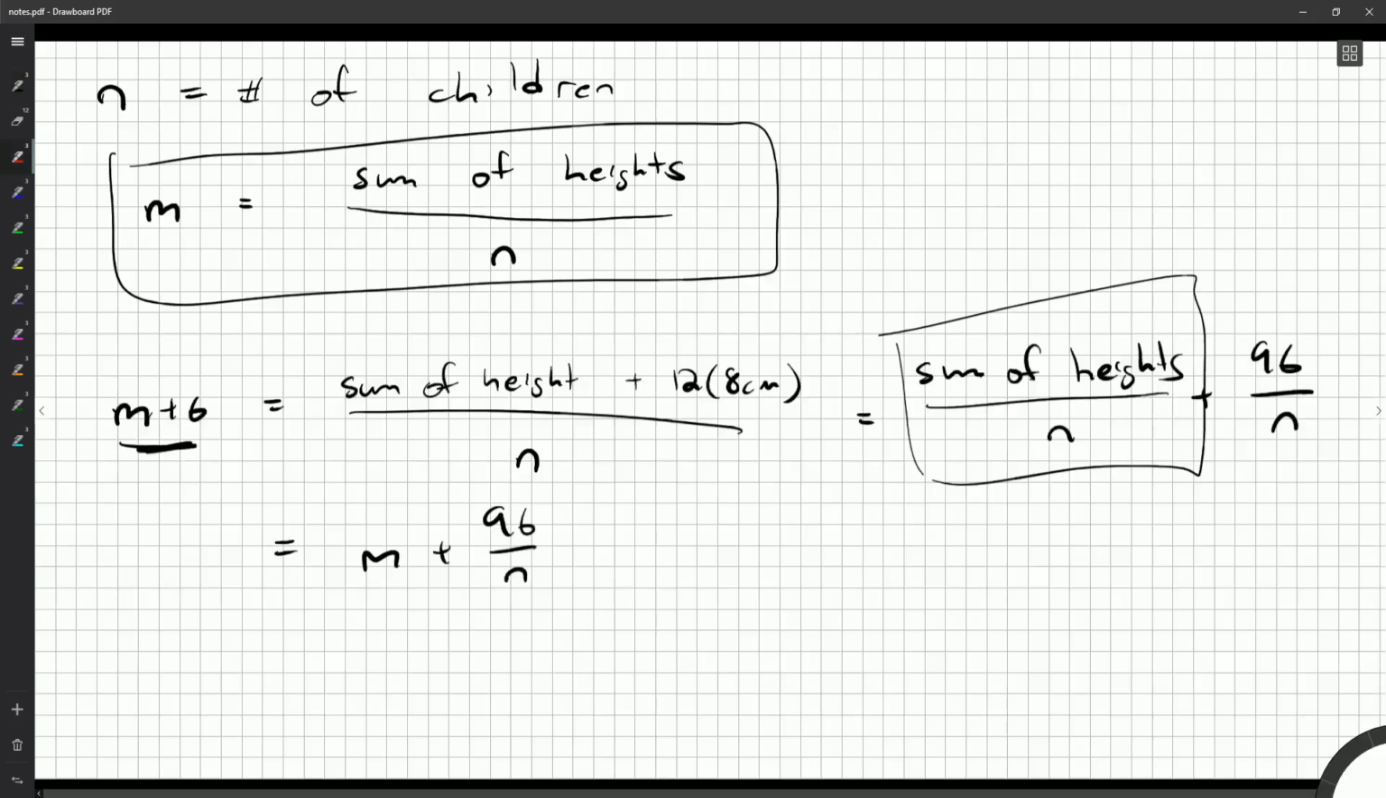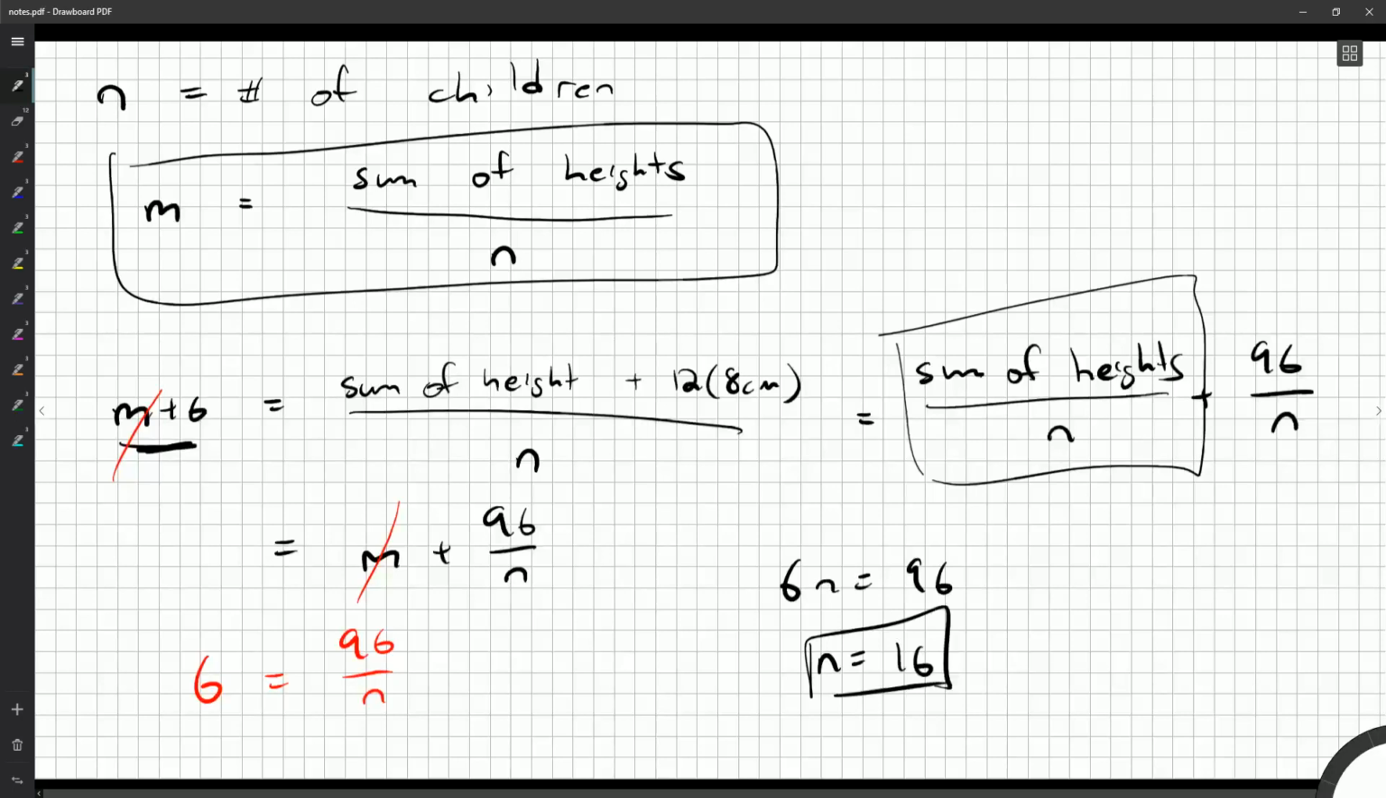And so we don't really need m at all. We get 6 is 96 over n. Okay, so then rearranging, 6n is 96. Divide by 6, you'll get n is 16. So we know there are 16 children.